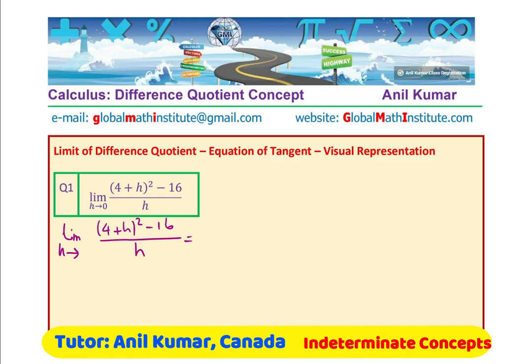Let me just write here, if you substitute h equals 0, then what happens? Let's check that part. In that case, you get (4 plus 0) whole squared minus 16 over 0. Do you see that? You get 16 minus 16 over 0, which is 0 over 0. So you cannot substitute h equals 0 to start with, because you get this, which is an indeterminate.